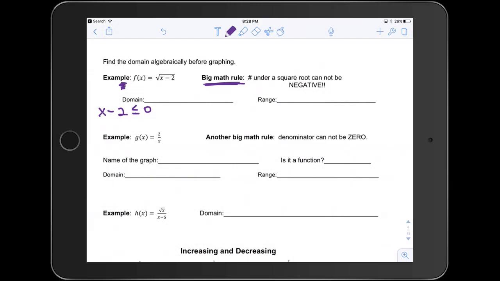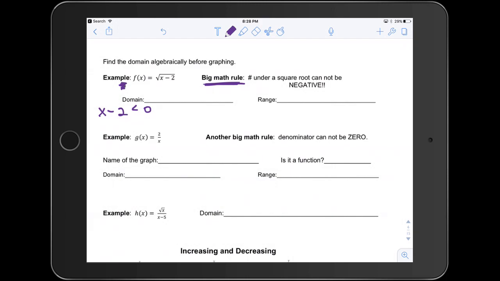So we can have 2 under the square root, or this square root, because 2 minus 2 is 0, square root of 0 is 0. So that's okay. So we don't have to have an equal sign here, because if we put an equal sign, that means 0 is not defined and 0 is defined. So we just are talking about all values less than 0.